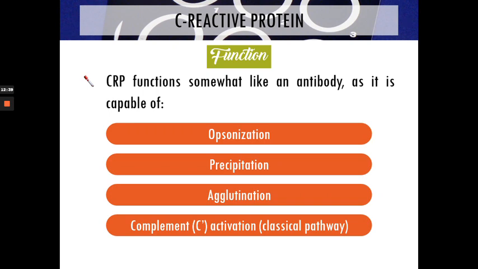And of course, precipitation and agglutination, which, as we mentioned, are separate lectures on these two concepts. And lastly, of course, is complement activation by the classical pathway. Again, we have a different lecture on the complement system. If you recall in our lecture on antigens and antibodies, these are actually the functions of antibodies, and CRP also functions the same way. That is why you can think of CRP as a primitive, non-specific form of an antibody molecule. When you say primitive, think of an early form, a baby form, or an incomplete form of an antibody molecule.